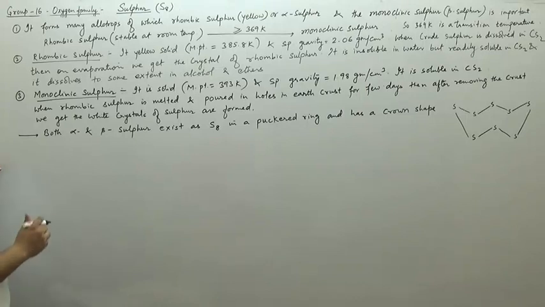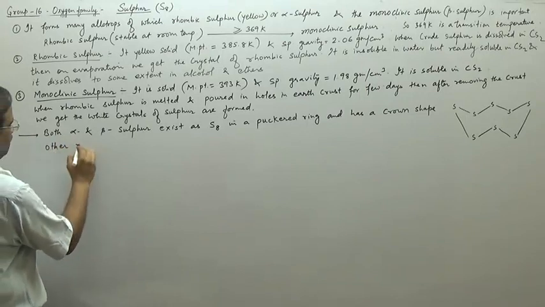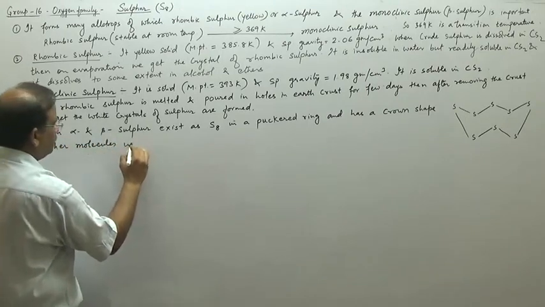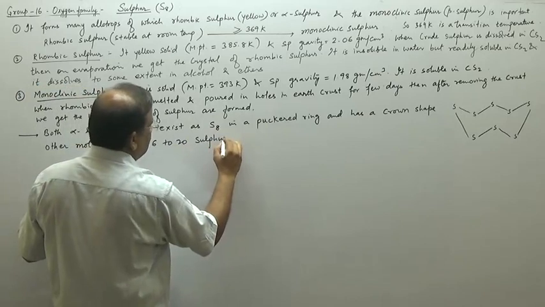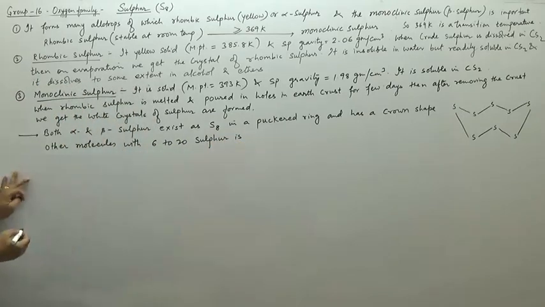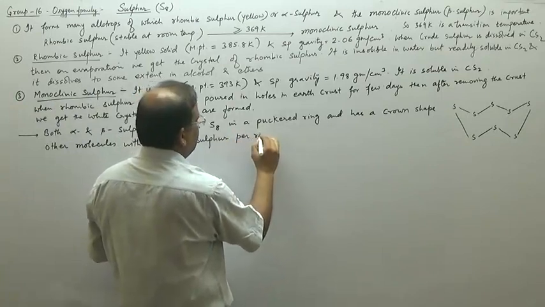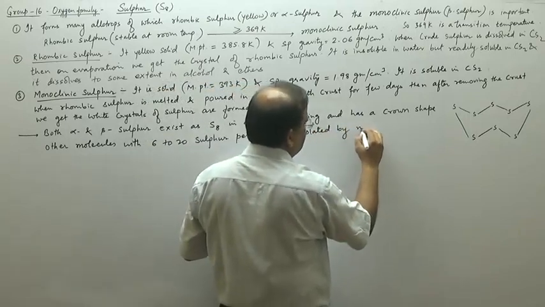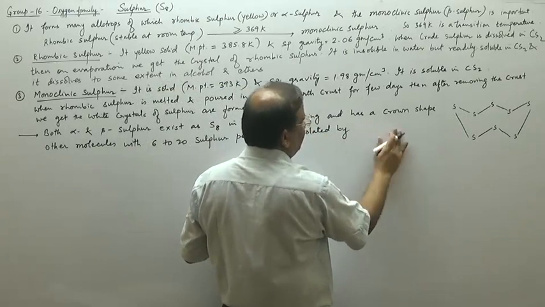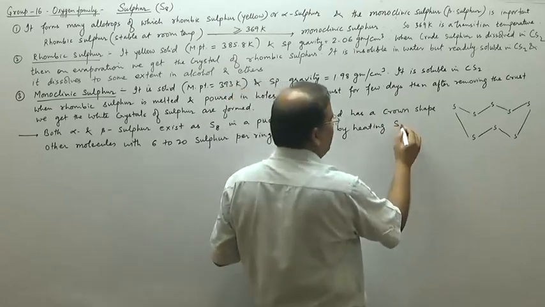Other molecules with 6 to 20 sulfur atoms per ring are isolated by heating S8. So others are also formed by heating.